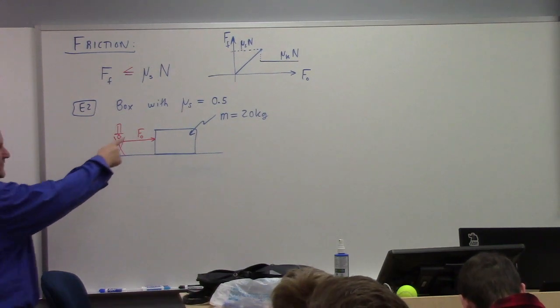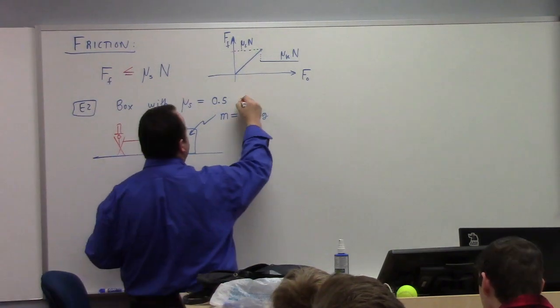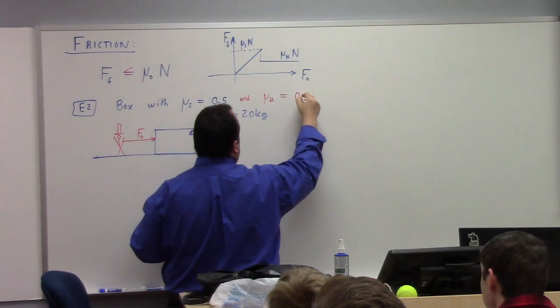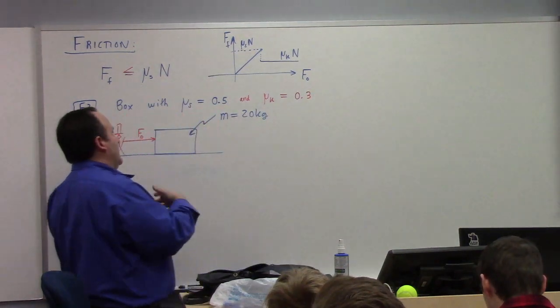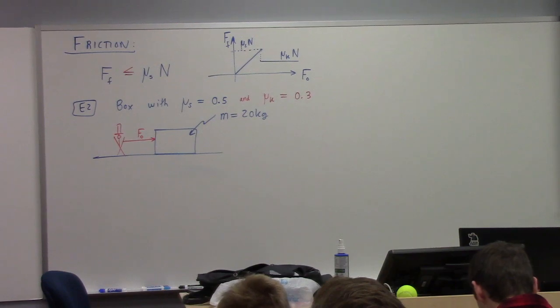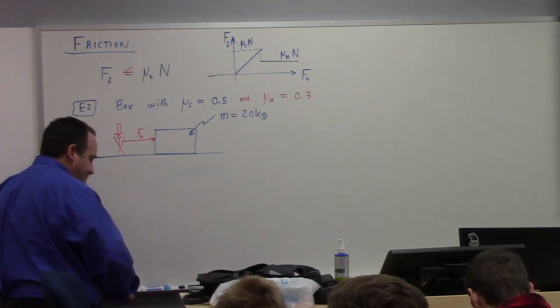If mu sub s is 0.5 and mu sub k, the kinetic coefficient of friction, is typically smaller, say 0.3, then let's analyze the situation. What's the normal force, I guess, is the larger question here. What am I talking about, normal force? I never explained that in here yet, have I?